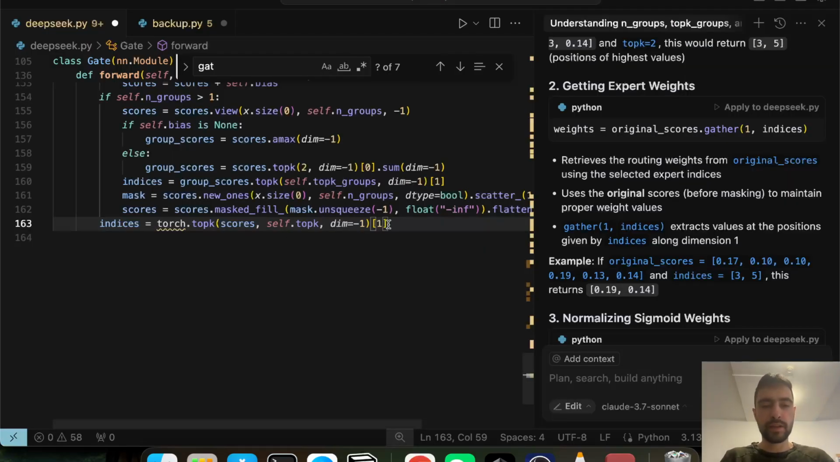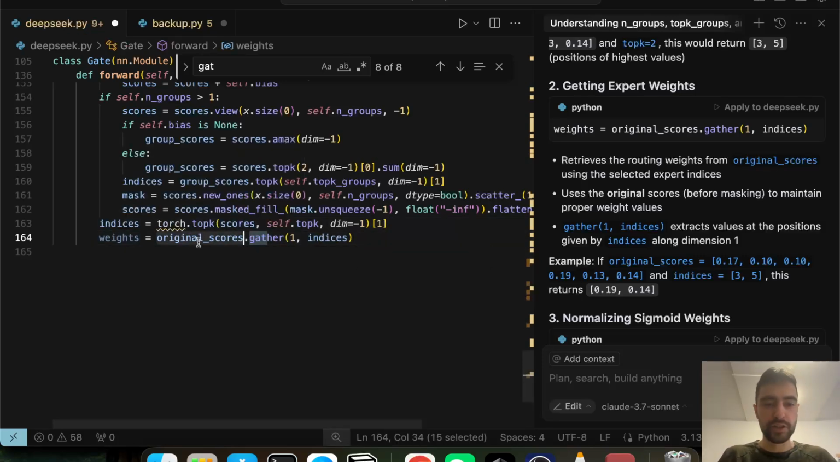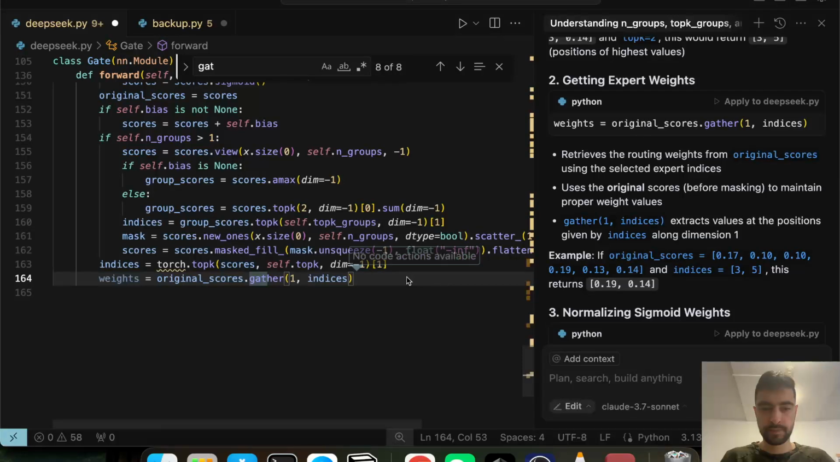So now we will take these indices, after we have picked the most likely experts, to get the original scores, because now we need the original scores. So weights is original scores gather indices, and this one will target the score dimension in the original scores. So we extract the raw scores.